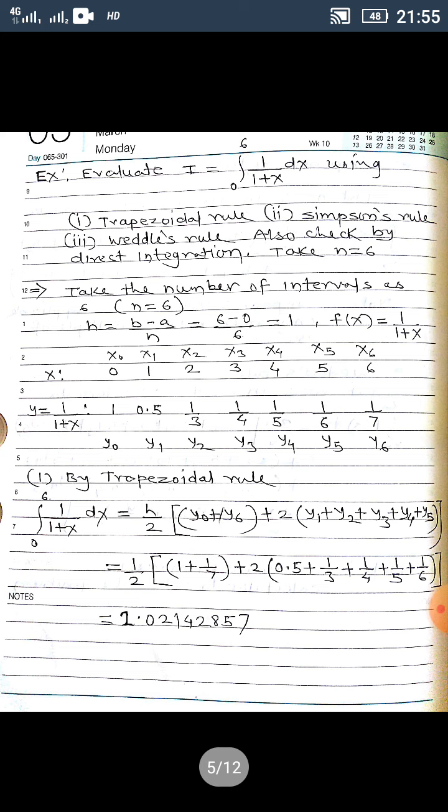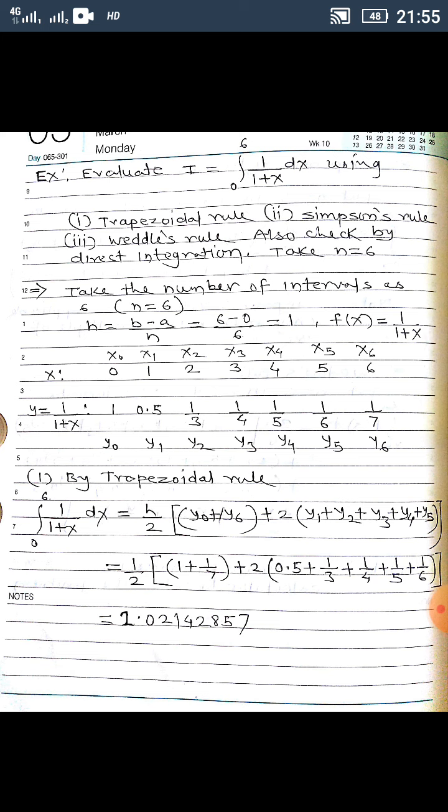Next, example: evaluate the integral I is equal to the integral from 0 to 6 of 1 upon 1 plus x dx using all the rules, that is the trapezoidal rule, Simpson's rules and Weddle's rule. Also check by direct integration. Take n is equal to 6. So students, n is equal to 6 is given here. If that is not given, you can consider your own way. You can consider 0 to 6 with a difference of one, there is no problem.